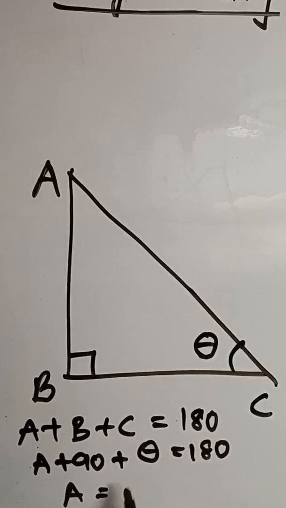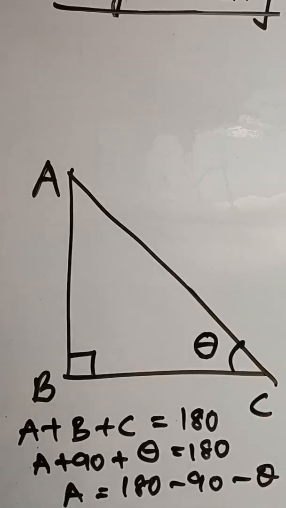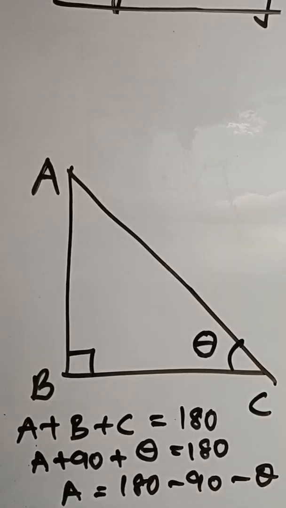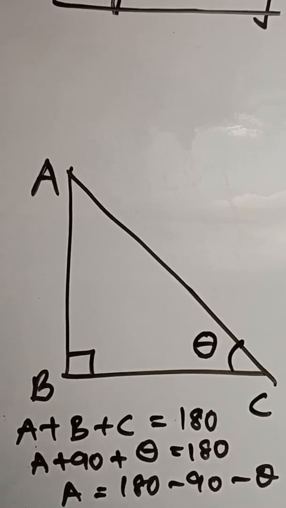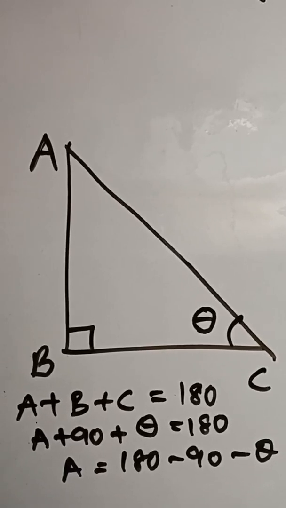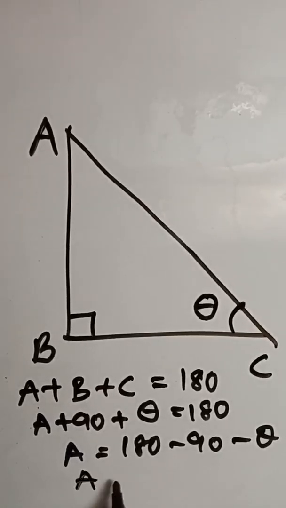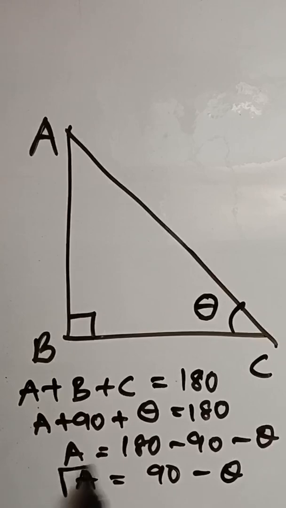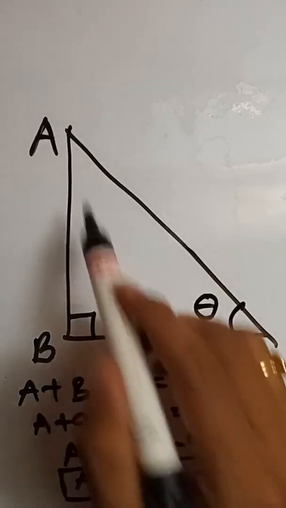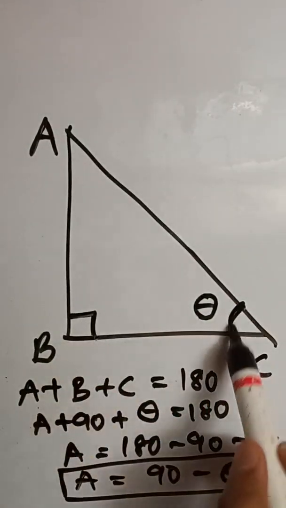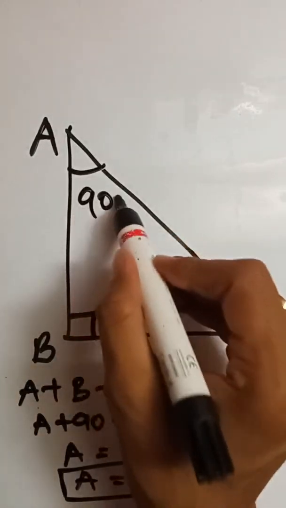So A will be equal to, I will shift this 90 and theta both to the right hand side. So it will be 180 minus 90 minus theta. Okay. 180 minus 90 will give you 90. So you will get the value of angle A as 90 minus theta. Means in a triangle, if one angle is 90 and the other angle is theta, then the third angle automatically is 90 minus theta.